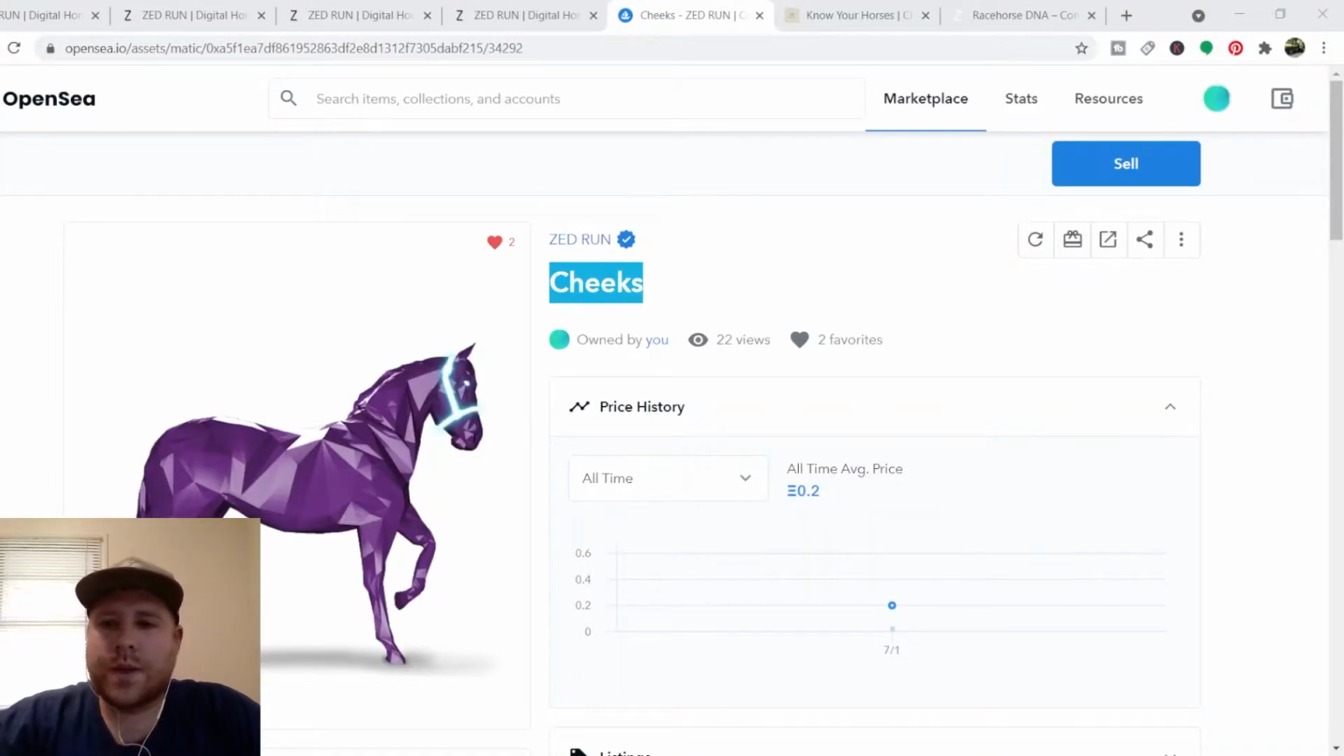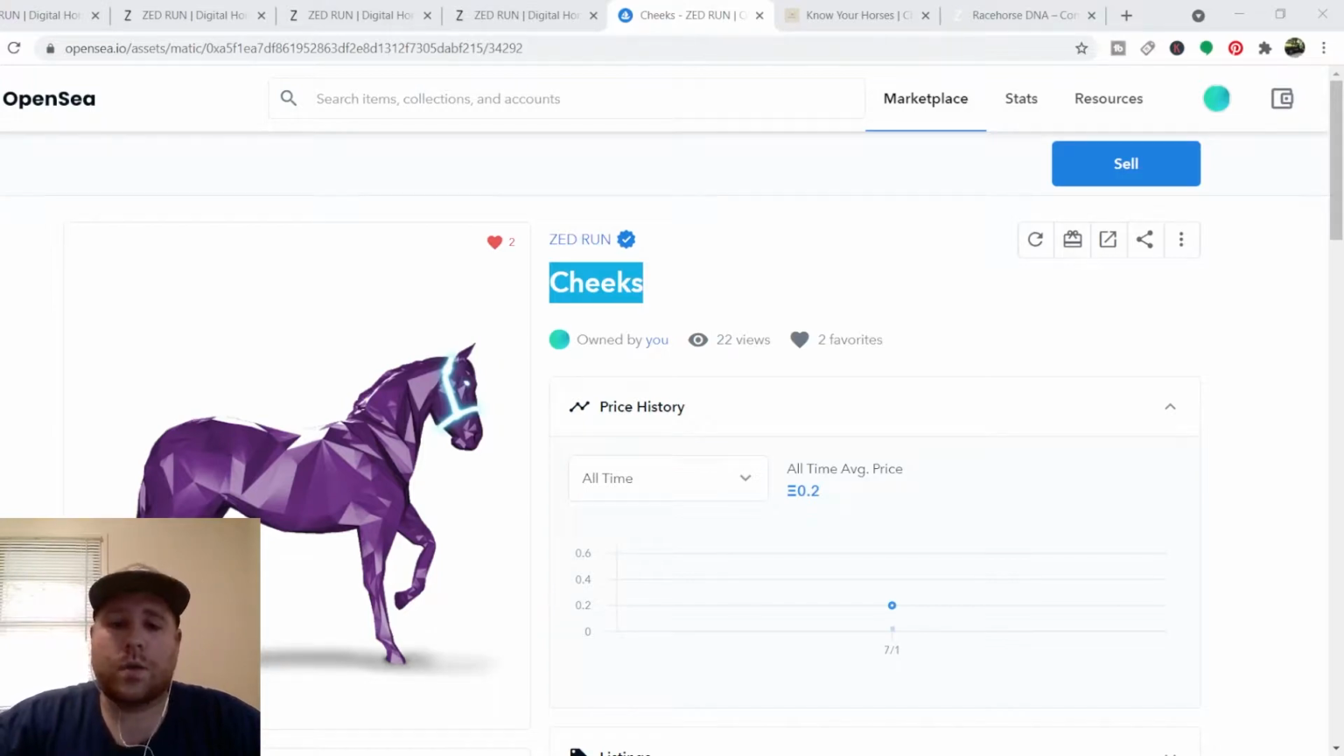Hey, what's up, everybody? So today we are going to be going over what is your horse. I've been seeing a ton of questions in the Zed Discord about looking at your horse, trying to figure out what the different things mean. So we're going to go over exactly that. We're going to do it on a couple different platforms.